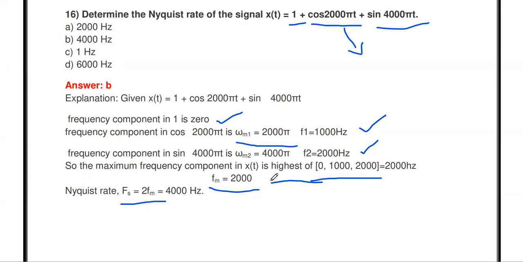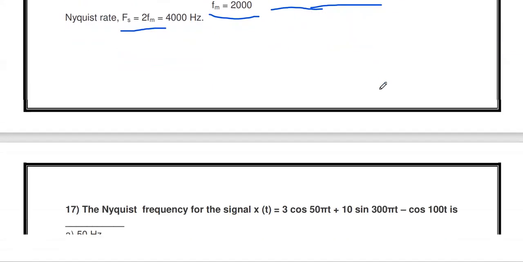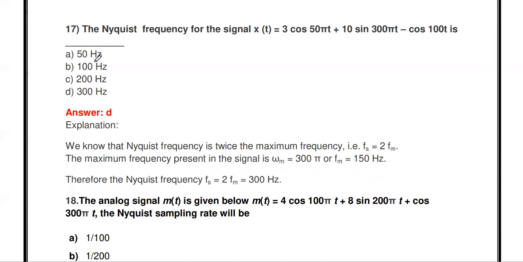So that 2000 hertz is nothing but Fm. Fm means the maximum frequency component of the given signal. Therefore, the Nyquist rate is equal to twice Fm. So 2 into 2000 is 4000 hertz. So here the answer is 4000 hertz. In this manner, we have to work out the problem if the signal consists of two or more different frequency signals.